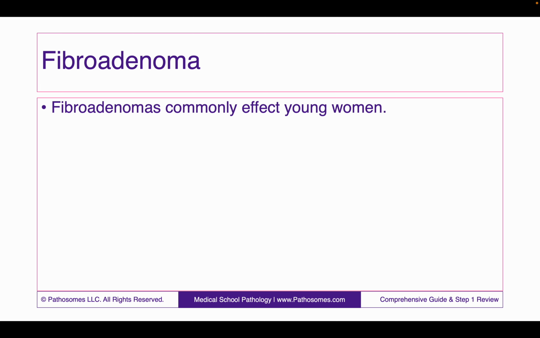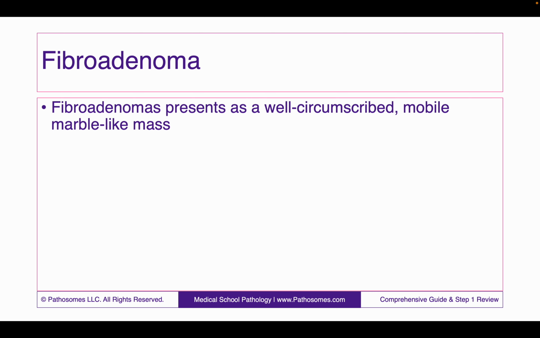So you might see a 20, 30-year-old female come into your clinic or be presented on a vignette saying, I was in the shower, felt a lump, I'm concerned, do I have cancer? Highly likely it's a fibroadenoma. But you will need biopsy and to have a pathologist look at it. Fibroadenomas present as a well-circumscribed, mobile, marble-like mass.